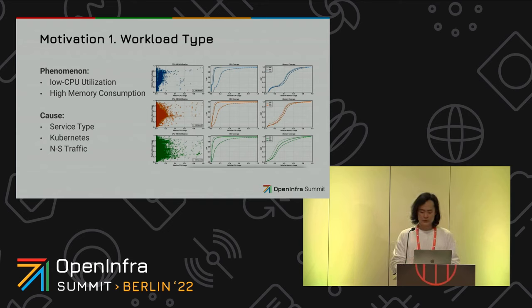The Kakao service workload is the reason, because we mainly offer mobile services. It means small memory footprint but large traffic, so they use relatively much memory but little CPU. Also, our services mostly run on top of Kubernetes, so our workload is many small instances, but highly distributed over the cloud. That's why we have this phenomenon. So that's our motivation number one.